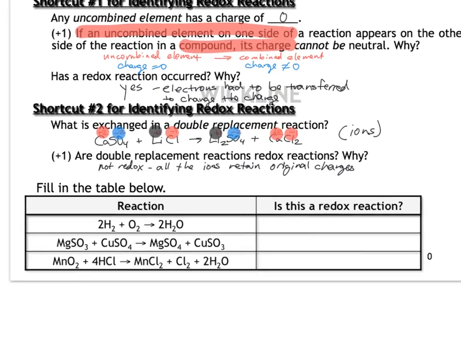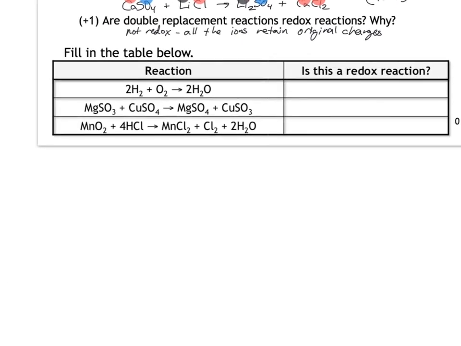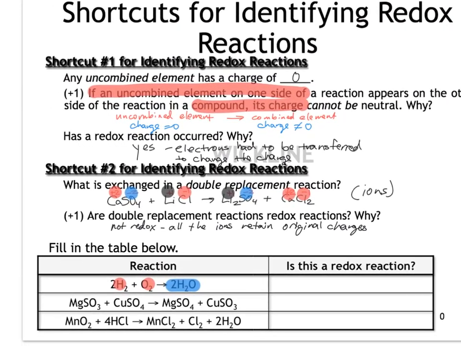All right, so let's go ahead and put these shortcuts to use. We have a reaction here. It says 2 hydrogen plus O2 are going to make water. What I can point out right away is that this is an uncombined element and that's an uncombined element. And on the other side of the reaction, I see them both combined together. So I'm going to apply shortcut number 1, which says an uncombined element has a charge of 0, but if it's combined, it's not 0. And therefore, this is definitely redox.